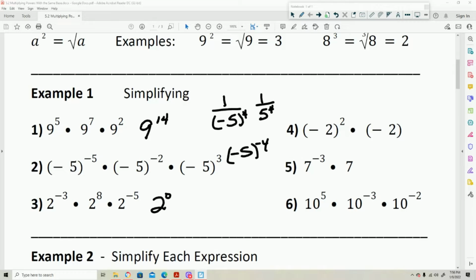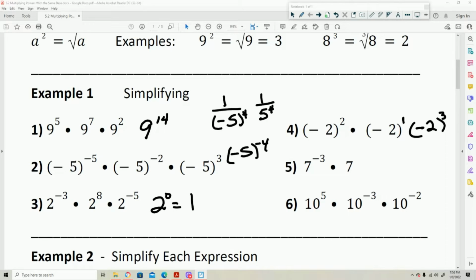So I get 2 to the 0 power, and that simply equals 1. We learned that our last go around. Here I have two -2 bases. This is actually an exponent of 1. So I actually have -2 to the power of 3.